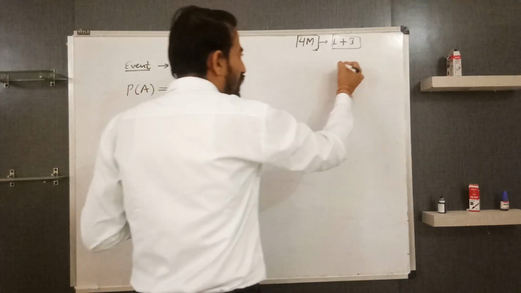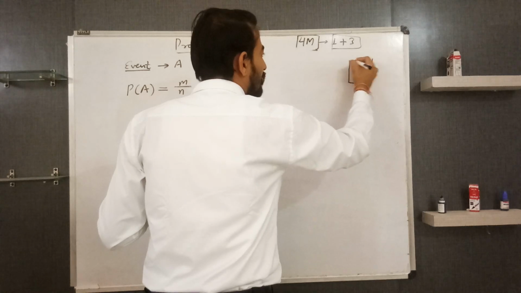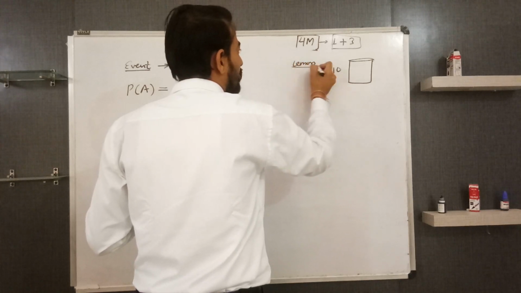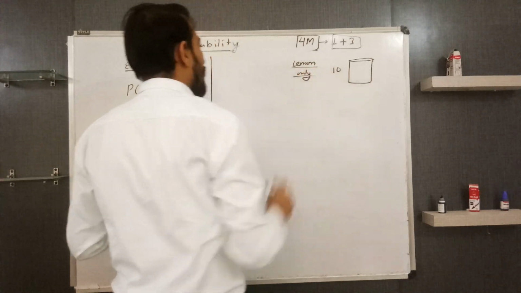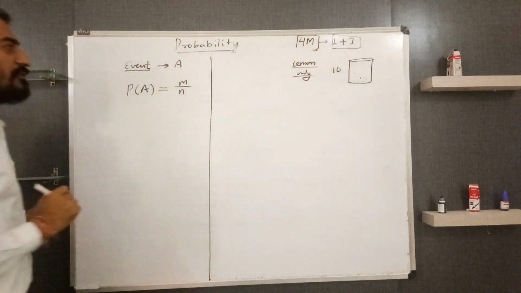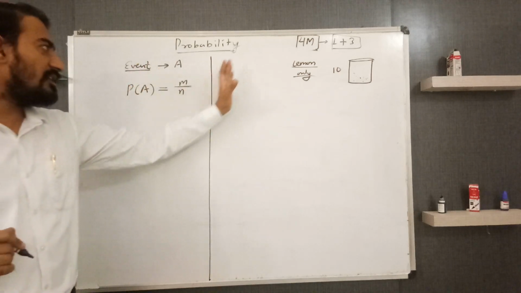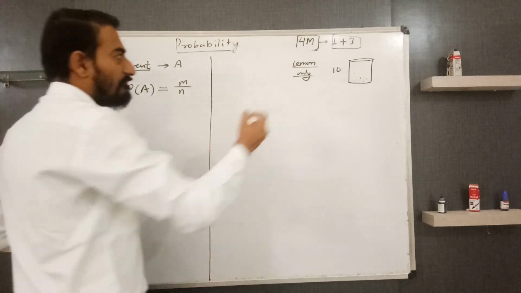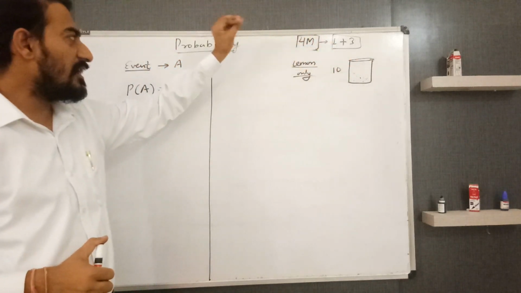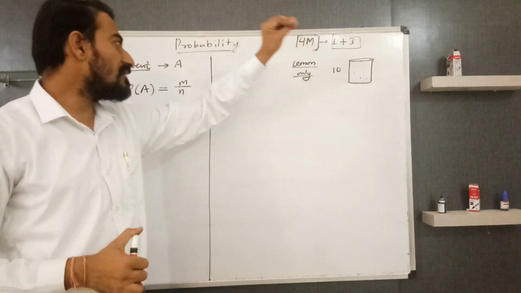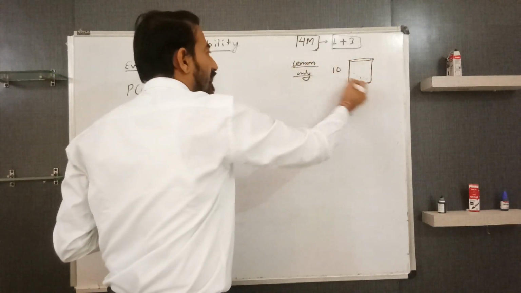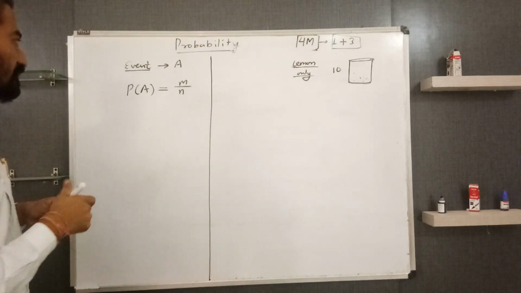Here, you have a bag containing 10 lemon flavored candies only. Now, if you take any candy from this bag, and if I ask you about the probability of getting a lemon flavored candy, then what will you say? If I don't ask you about the probability, but ask you, which flavored candy do you have, then what will you say? It's lemon flavored. Why? Because this bag contains only and only lemon flavored candy.